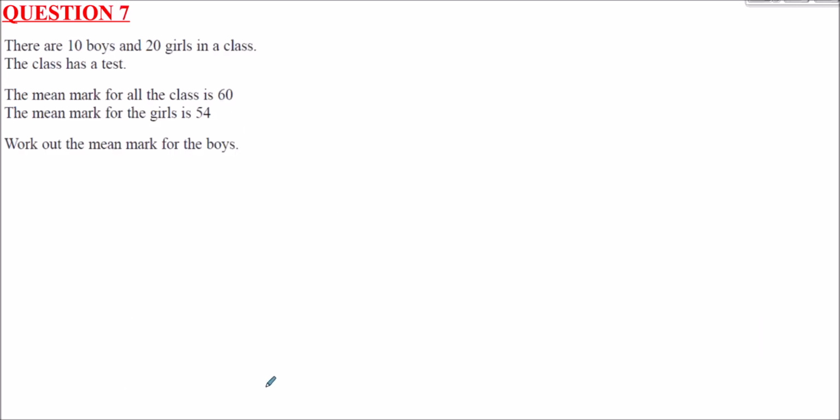Question 7. There's 10 boys and 20 girls in a class. The class has a test. The mean mark for all the class is 60. The mean mark for the girls is 54. Work out the mean mark for the boys. Now we're talking about means, averages. So we need to remember the formula for working out and calculating the mean. I'll remind you what it is.